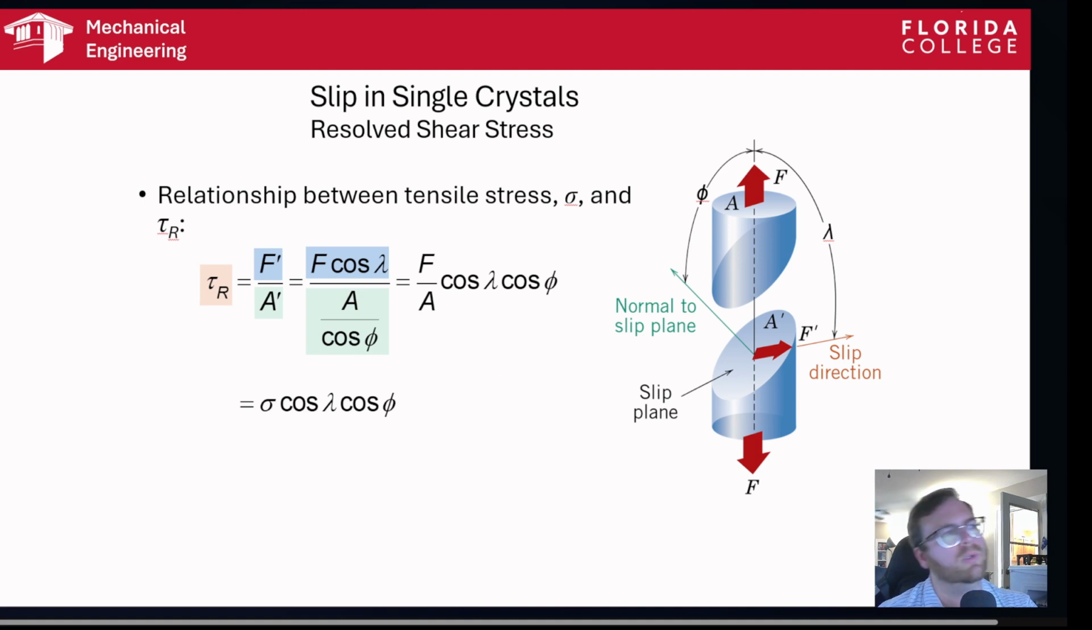Okay, and so we have a relationship between our tensile stress and our resolved shear stress. Remember, we can calculate tensile stress really easily. It's just force over area, right?